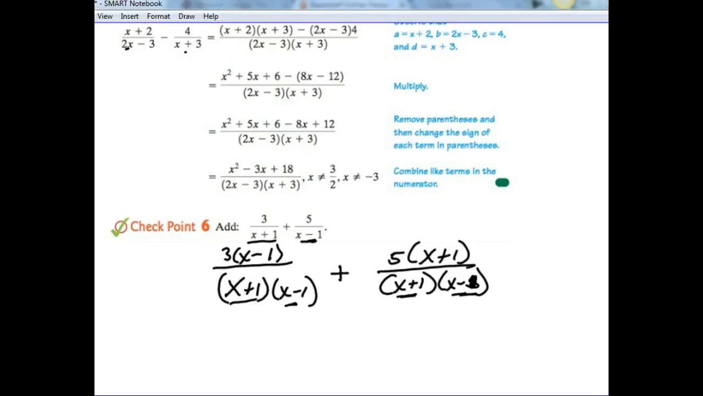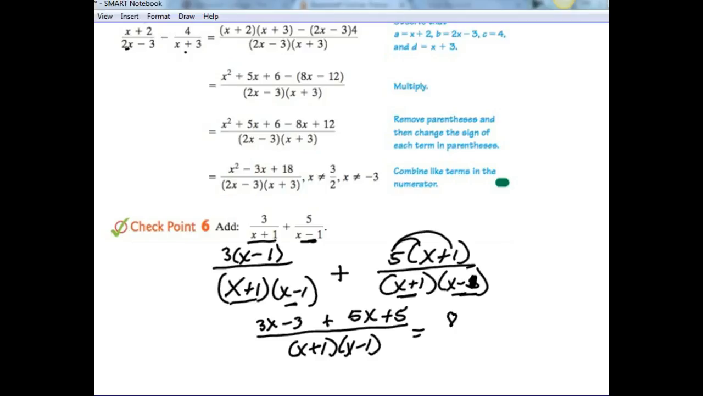Now, don't cancel anything at this point. Multiply them together. You're going to have 3x minus 3, because you've got to distribute that, plus 5x plus 5, because again, you've got to distribute that to both of those. And remember, now that they have a common denominator, it's all over x plus 1 and x minus 1. Now, if I clean this up just a little bit, 3x and 5x make 8x. Negative 3 and positive 5 is positive 2. And that is all over x plus 1 and x minus 1. So we can leave that as our final answer.